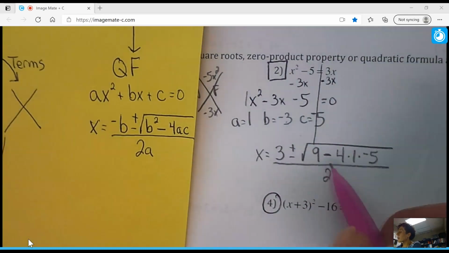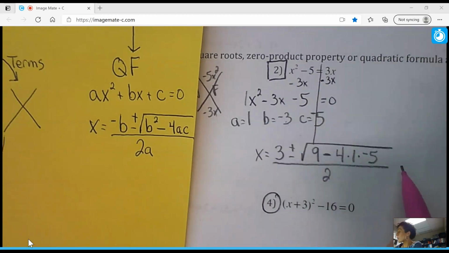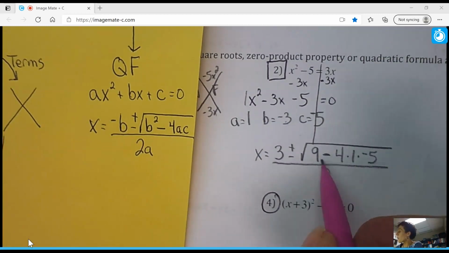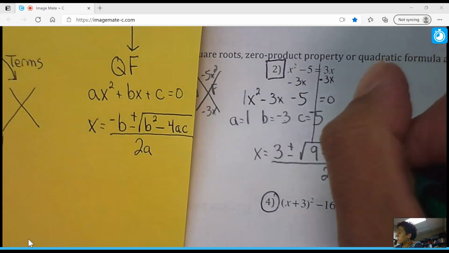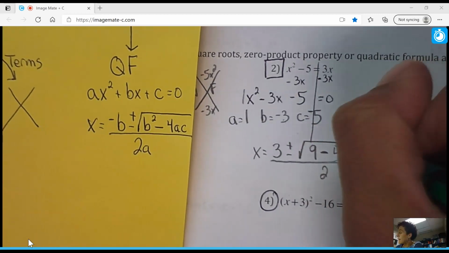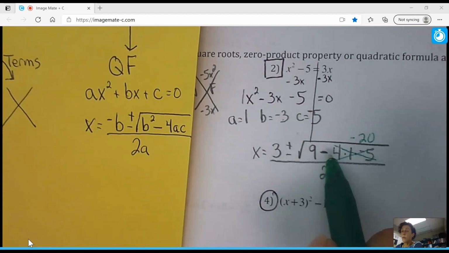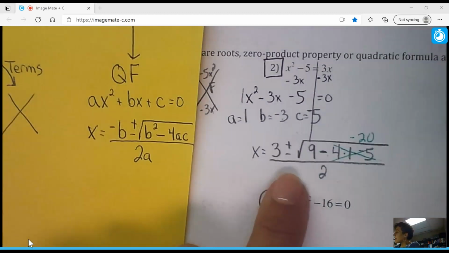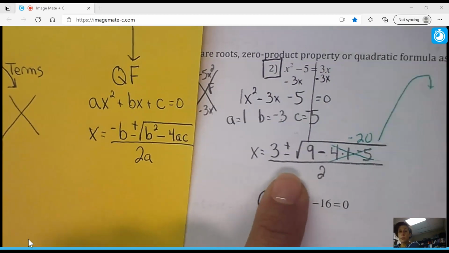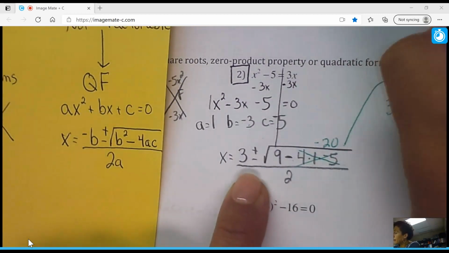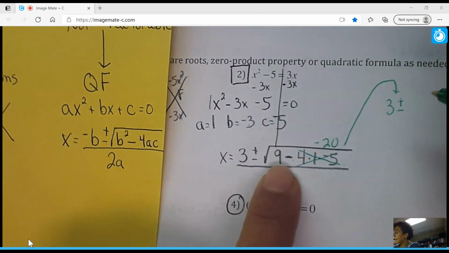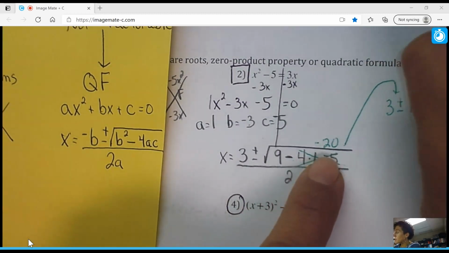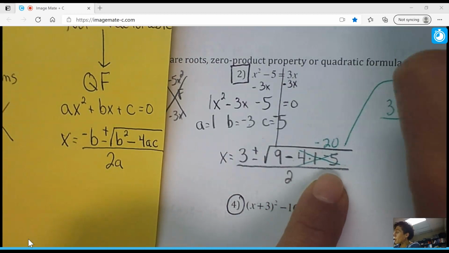From there, if you remember, we're going to focus inside the square root, and we have to do the multiplying before we do the subtraction. So when I multiply 4 and 1 and -5, I get a -20. And when you subtract a negative, remember those subtractions and negatives come together and make a positive. So we're really going to be adding a positive number here. So I will still have 3 plus or minus, and now it's 9 adding to 20, so that's 29 in here, and over 2.